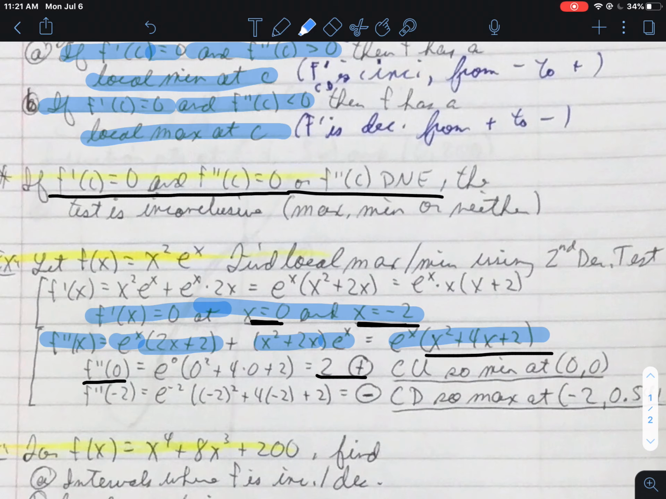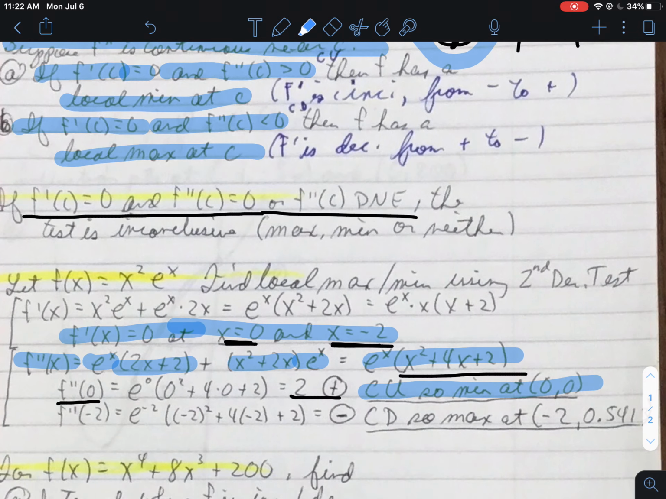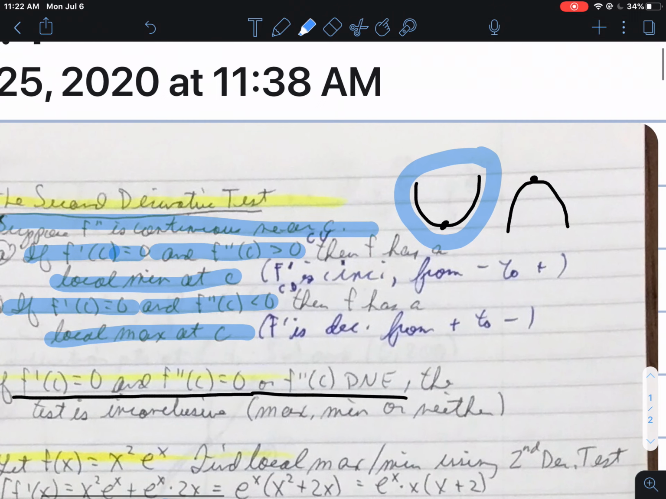Now again, this is also kind of backwards from what we saw with the first derivative. Since we're concave up, a positive second derivative actually means that I have a minimum at that location, because remember we said the graph is doing this. And then if you plug in negative 2 into the second derivative, you will get a negative value there, which means we're concave down. And again, that would then mean that there is a local max because the graph is doing that.